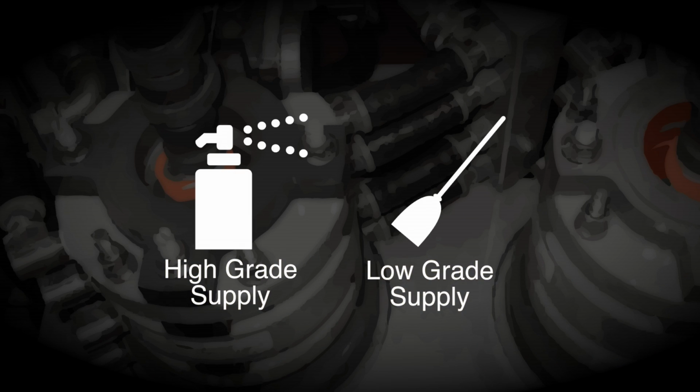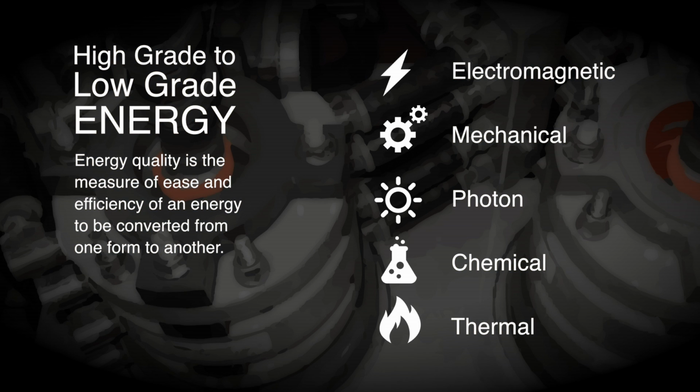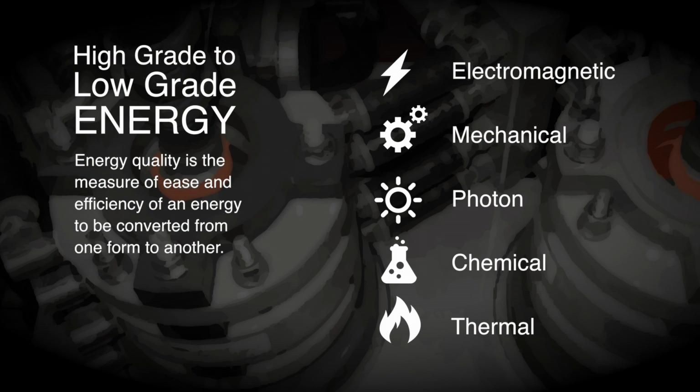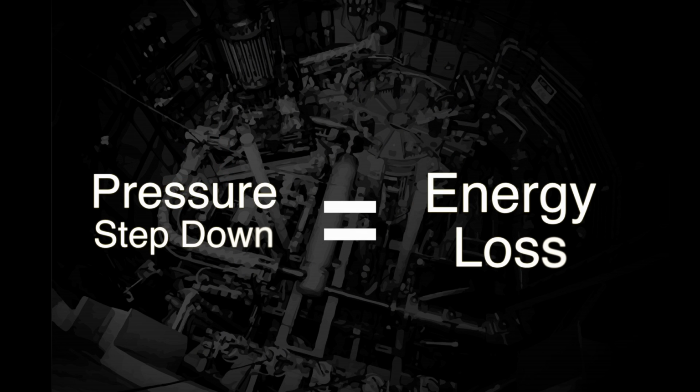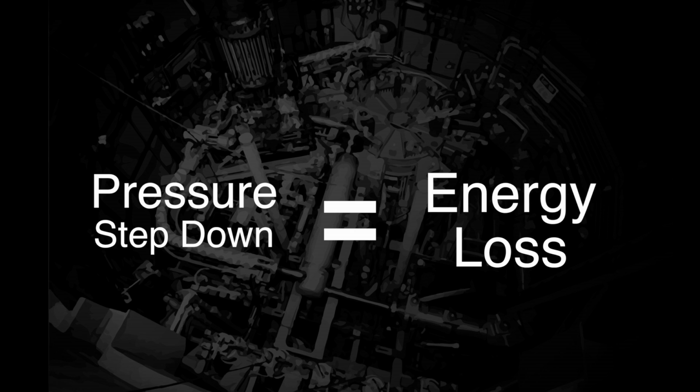One facility that I was visiting imports steam from a cogen plant at 250 psi, and they don't have any use in the plant for that level of steam. So they immediately step it down in pressure. Well, there's a huge energy loss in that step down.